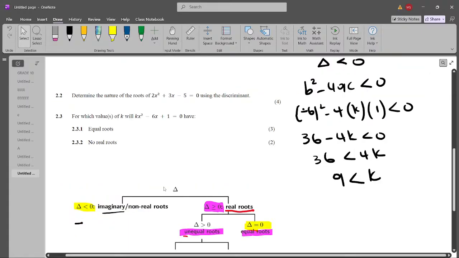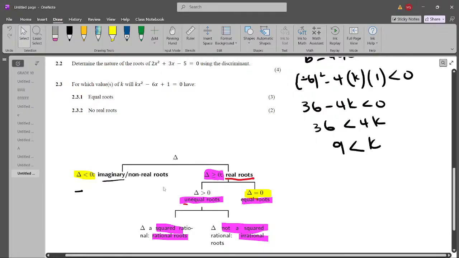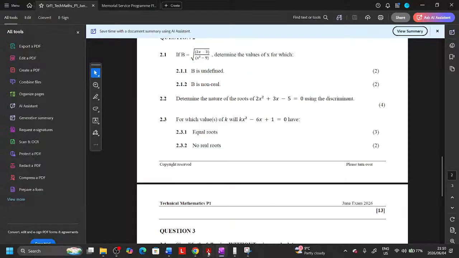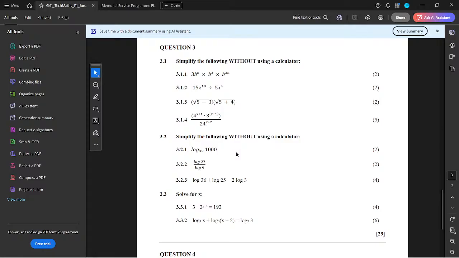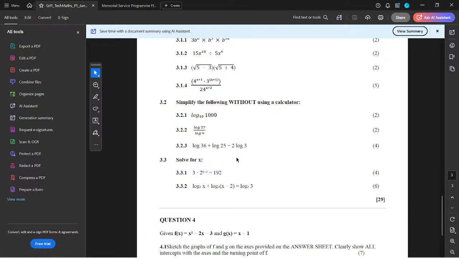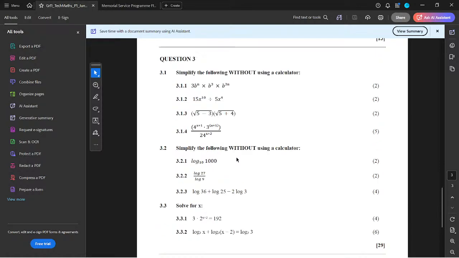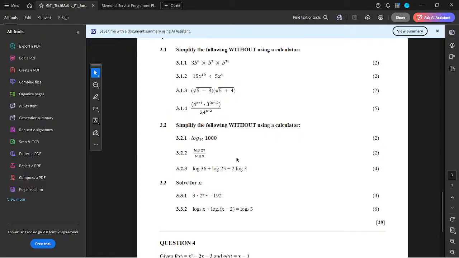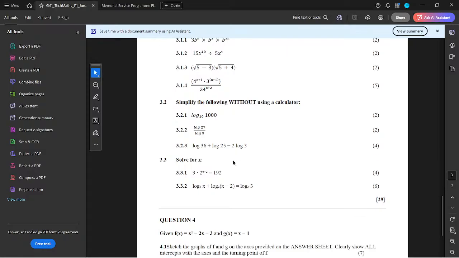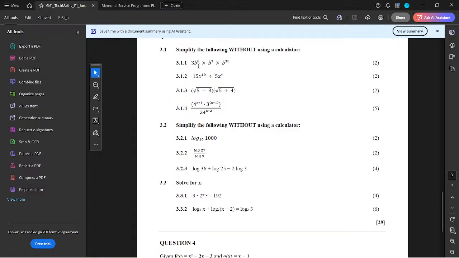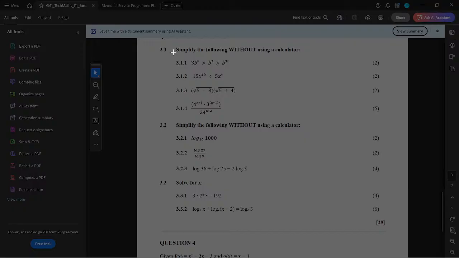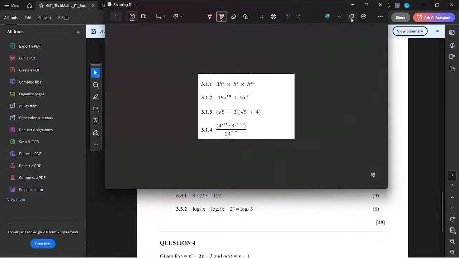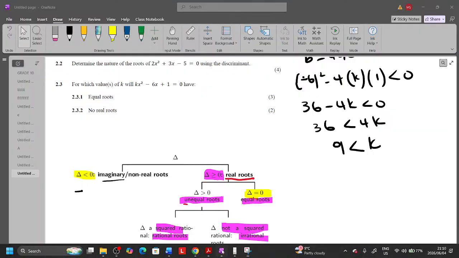And then I think we can now go to question number 3. Oh, this was question number 3, in fact. Let me see which one we can take. We've done a number of logs, but let's see which one we can take. Yeah, let's take simplifying exponents, because that way you can score easy marks. Let's take this simplifying without using a calculator.